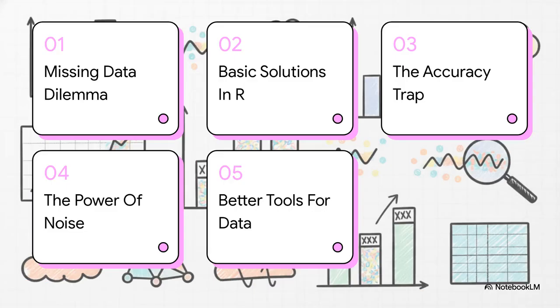Here is our roadmap for today. We're going to cover 1. The missing data dilemma, 2. Basic solutions in R, 3. The accuracy trap, 4. The power of noise, and finally, 5. Better tools for data. Let's get right to it.